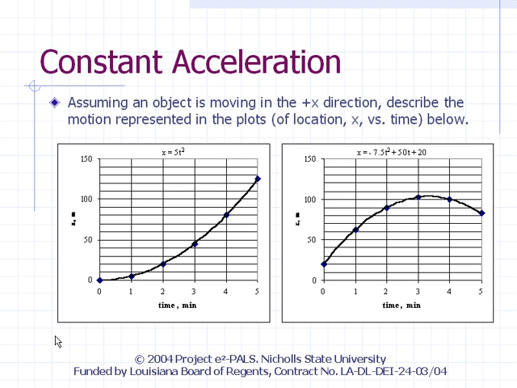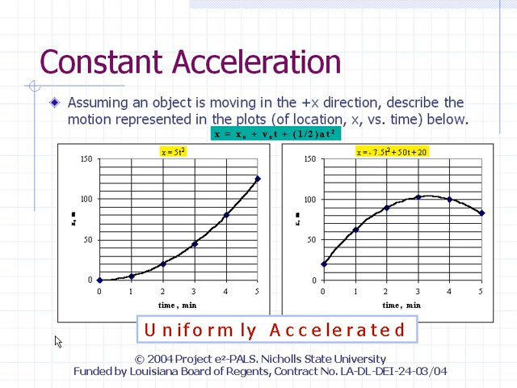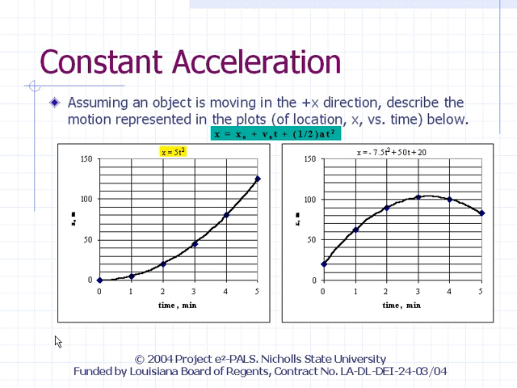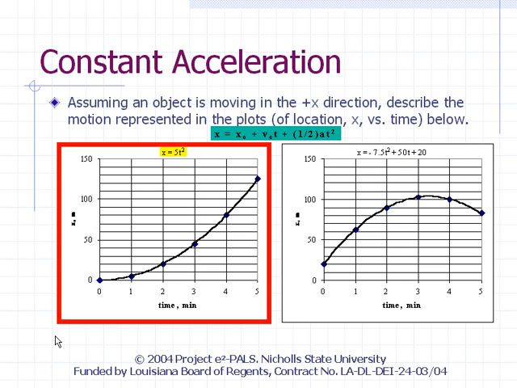Consider the following plots of the location of an object versus time. How would you describe the motion of the object? You will note that in both cases, the data points were fitted to a quadratic equation. Therefore, we could say that the object is uniformly accelerated. For the plot shown on the left, x equals 5 times t squared. We can identify 5, the coefficient of t squared, as 1/2 of the acceleration. 5 is half of 10. Therefore, the acceleration is equal to 10 meters per minute squared.